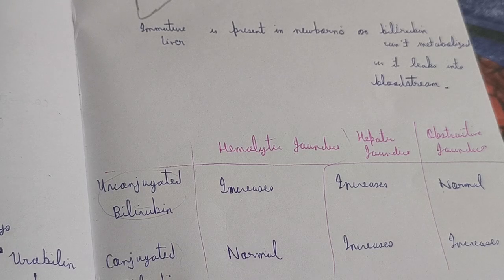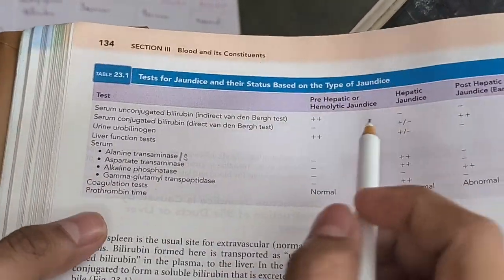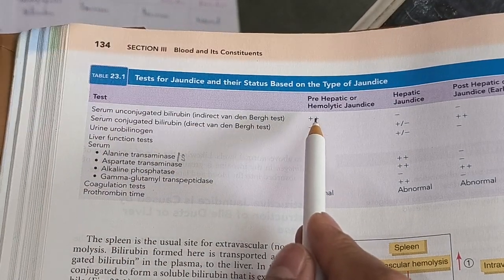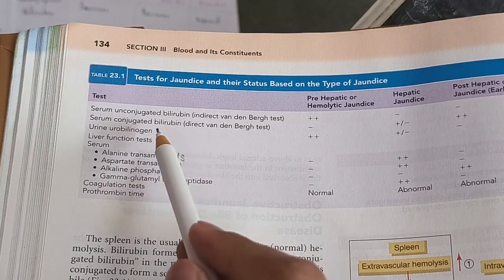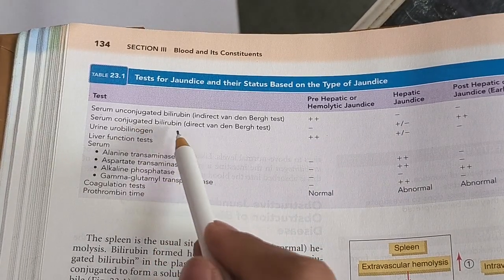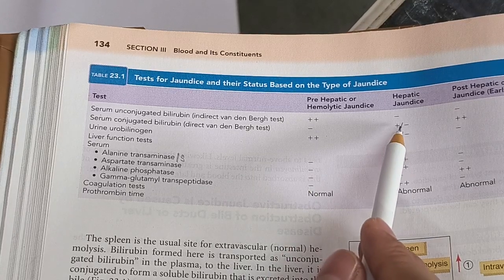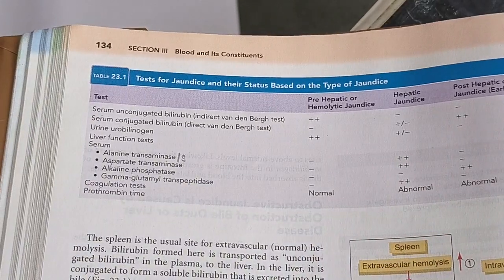and all these things are mentioned in your book also. See friends, serum unconjugated bilirubin increases in hemolytic jaundice, but in hepatic and post-hepatic jaundice it does not increase. But serum conjugated bilirubin does not increase in hemolytic jaundice, but increases or decreases in hepatic. But in post-hepatic jaundice it increases.